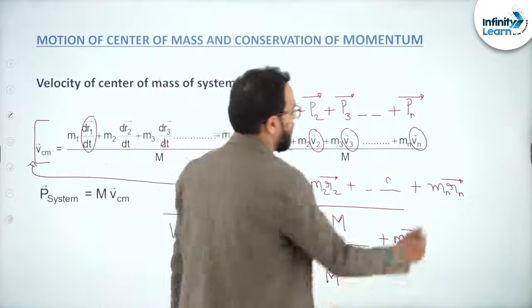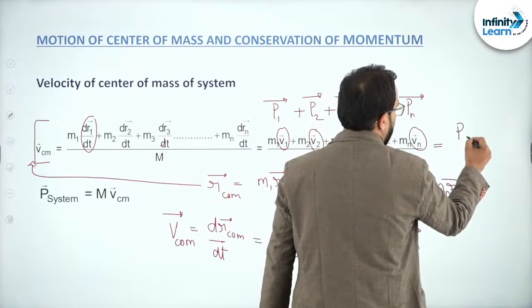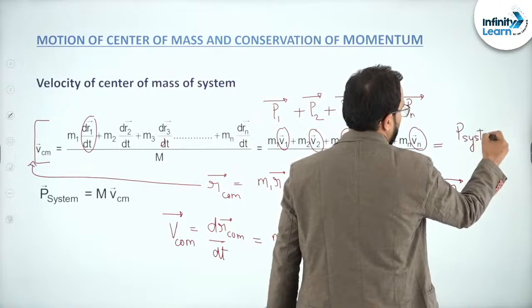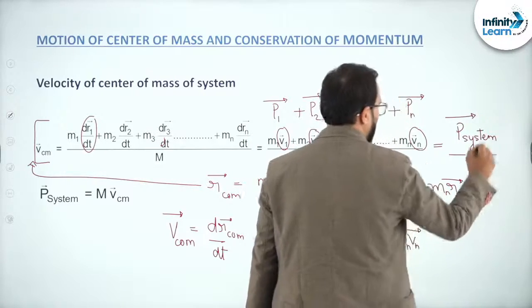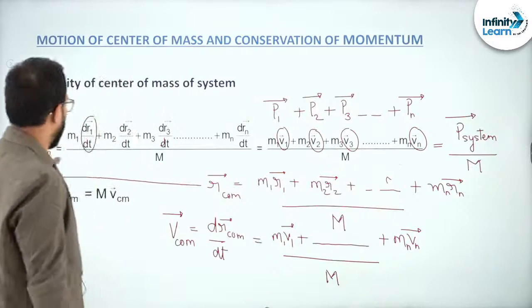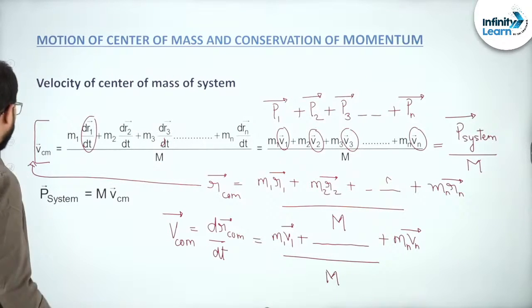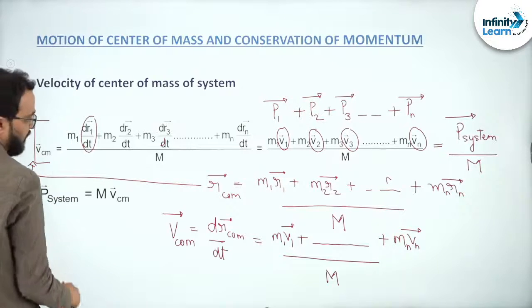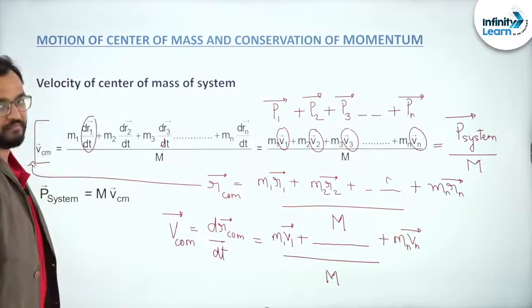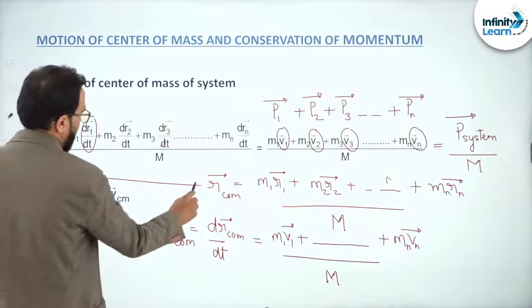Are you understanding? So I can say it like this: net momentum of the system, or the total momentum of the system upon total mass of the system, will give you velocity of center of mass. I hope you are understanding this thing. Come and tell me, is it clear? Fantastic. So let's move ahead.